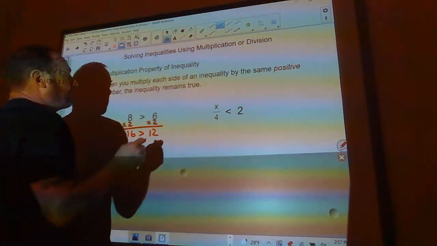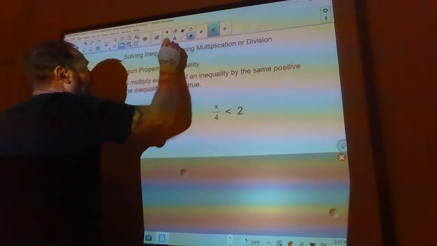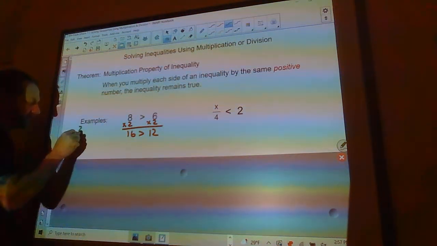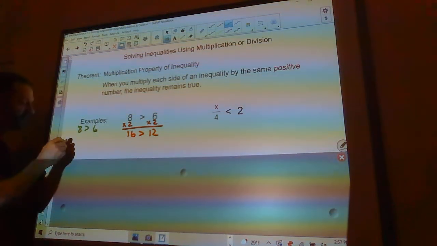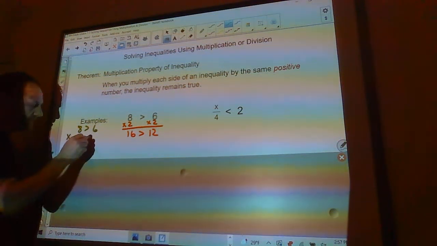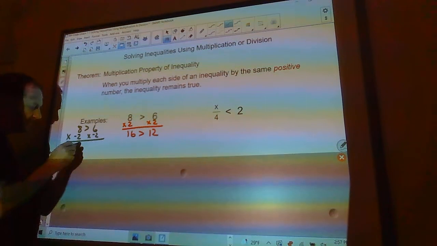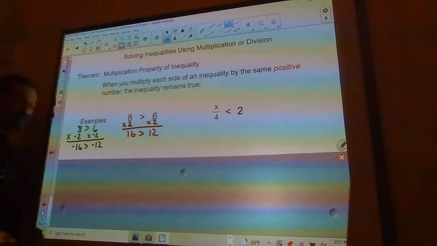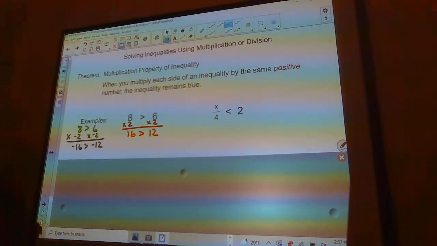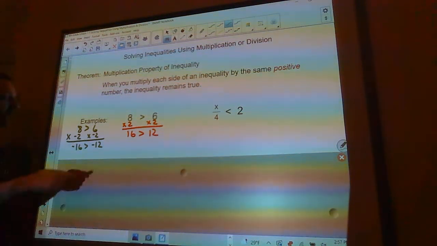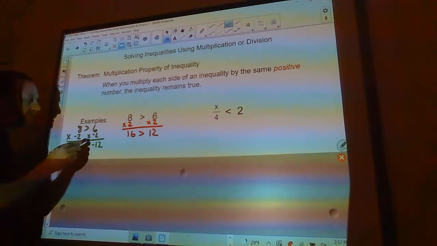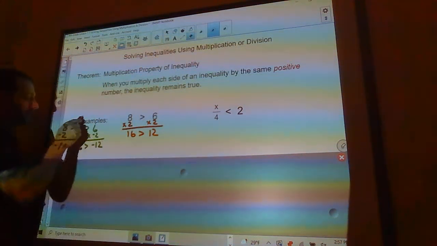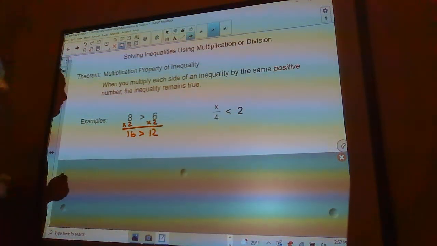But here's why you've got to have a positive number. Let's say I took the same exact thing, 8 is greater than 6, and I multiplied it by negative 2 on each side. Now I get negative 16 is greater than negative 12, and that's not a true statement. So you've got to watch out for this. This is a problem. You can't multiply by negatives here. We have a separate rule for when you do that.